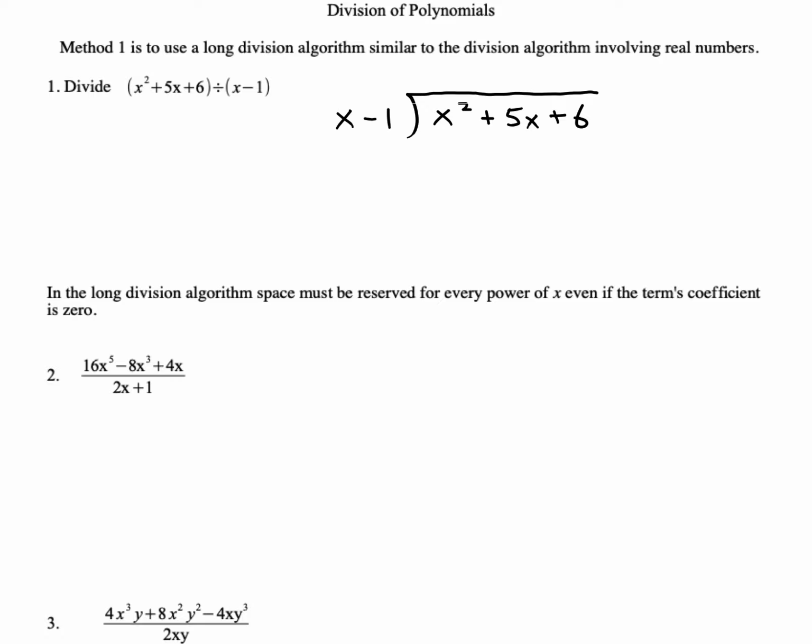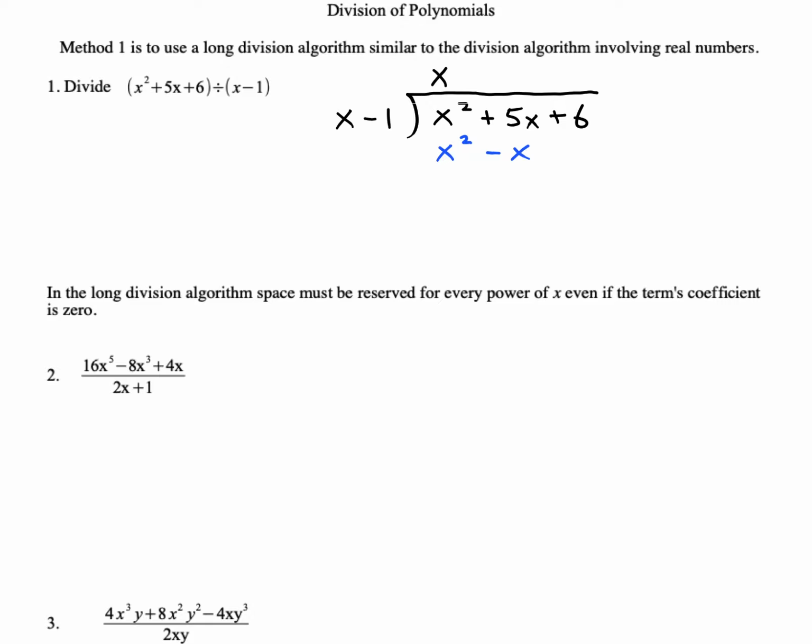Now, just like long division for numbers, we want to find out what we can multiply x minus 1 by in order to at least get rid of this x squared. And so the best choice here would be to put an x above, because if we do x times x minus 1, we'll get an x squared term, and that's what we need so that we can get rid of that x squared term. So I'm going to multiply in my head x times x minus 1. You want to remember to distribute the x to both terms here. So that's going to give us x squared minus x after we multiply it.